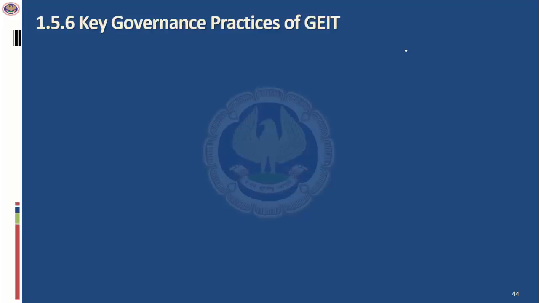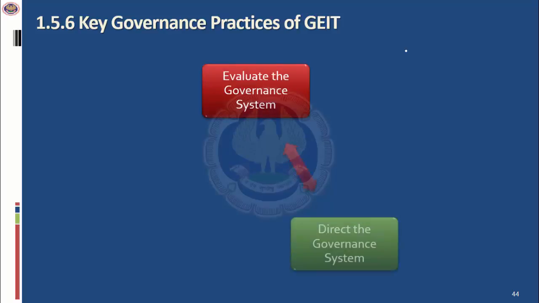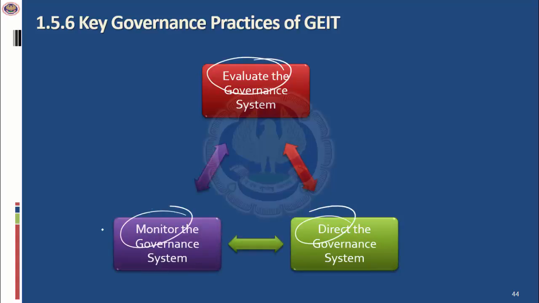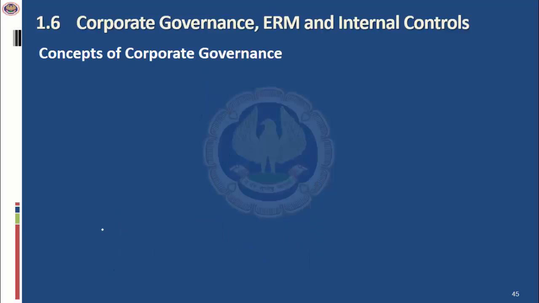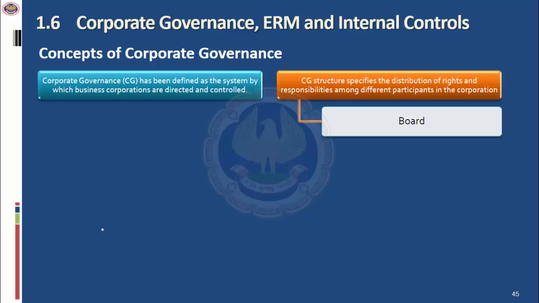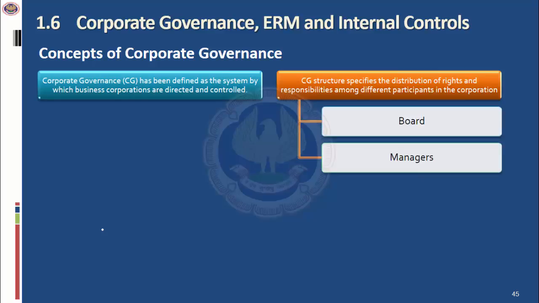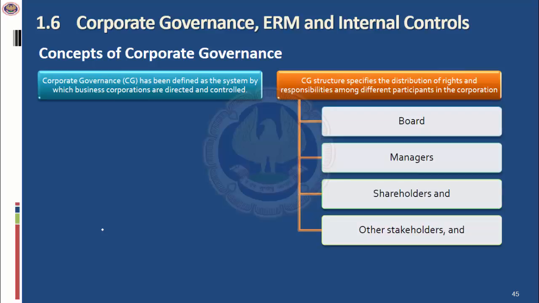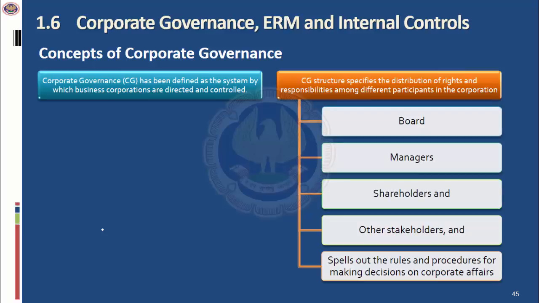Let's look at some of the key governance practices pertaining to GEIT. There are actually three principles. You need to first evaluate, you need to direct, and you need to ensure that you monitor the system. Now let's look at the relationship between corporate governance and the board, which is responsible for corporate governance. You have the managers, then you have the shareholders and the other stakeholders.